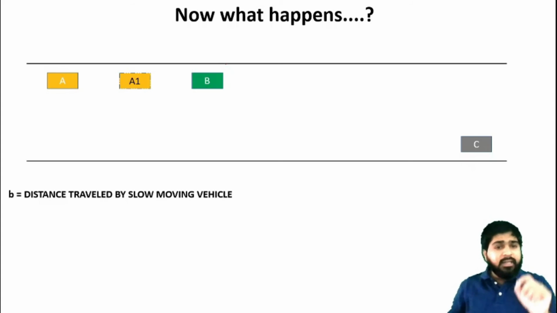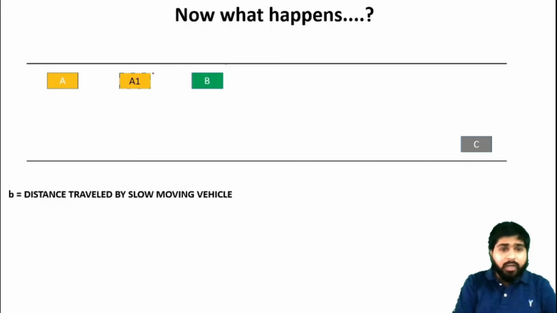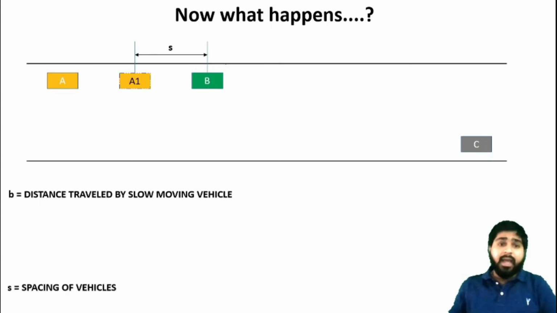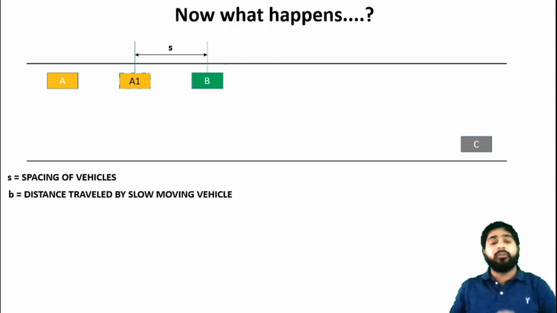Now, after reaching point A1, if he does not overtake vehicle B, then what will happen? There will be collision between vehicle A and B. So he has to overtake vehicle B, and at this time the distance between A1 and B is called as S, and this S stands for spacing of vehicle. Okay. Now what has happened?